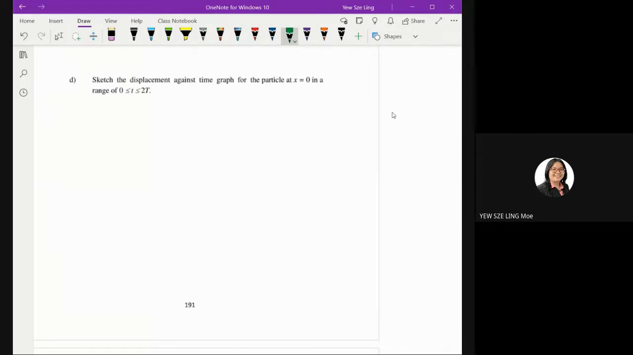Okay, so now let's go through question D together. If you look at the question, it is asking for a displacement against time graph. It's asking for a Y against T graph. If the question is asking for a Y against T graph, then distance is given. So this is the thing that you need to know.